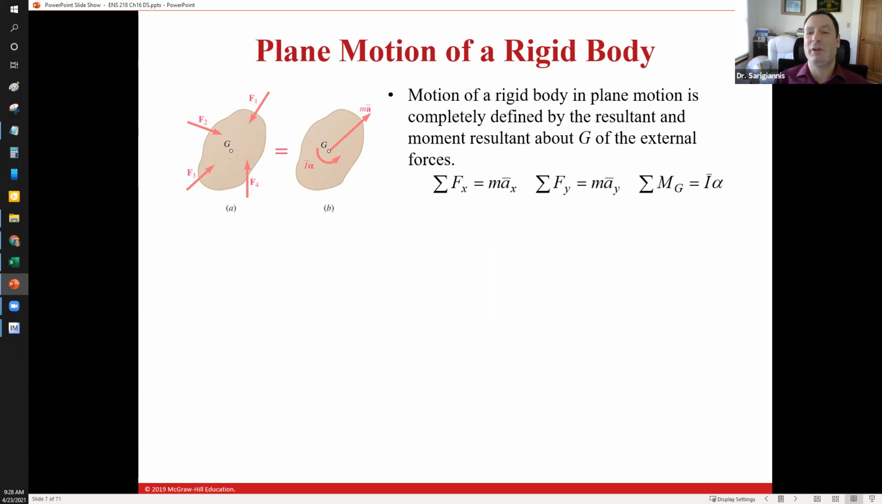So now we can say that the motion is completely defined by this resultant about G of the external forces. You can break this down into X and Y components, right? The sum of the forces in the X and Y direction are equal to mass times acceleration in those directions. And then the sum of the moments generated by those forces about G, the centroid, is equal to the mass moment of inertia times the angular acceleration, right?